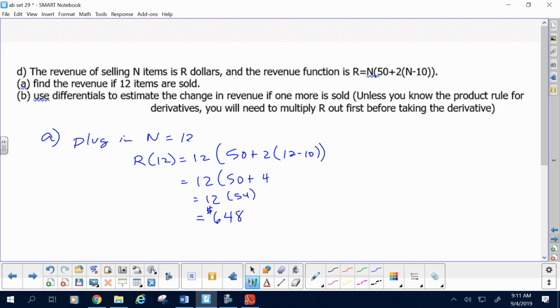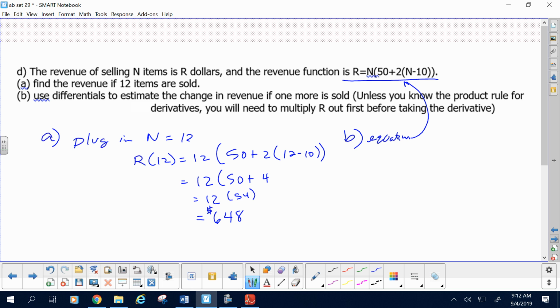All right, now B is where the calculus comes in. What if you sold, instead of 12, you sold one more unit? Now, if you sold one more unit, that would change how much money you took in, and that would be delta R. I want to estimate the change in how much money you take in, the change in revenue, by a differential dR. So first of all, we find an equation relating R and n, and do you agree it's above, yay? Okay.